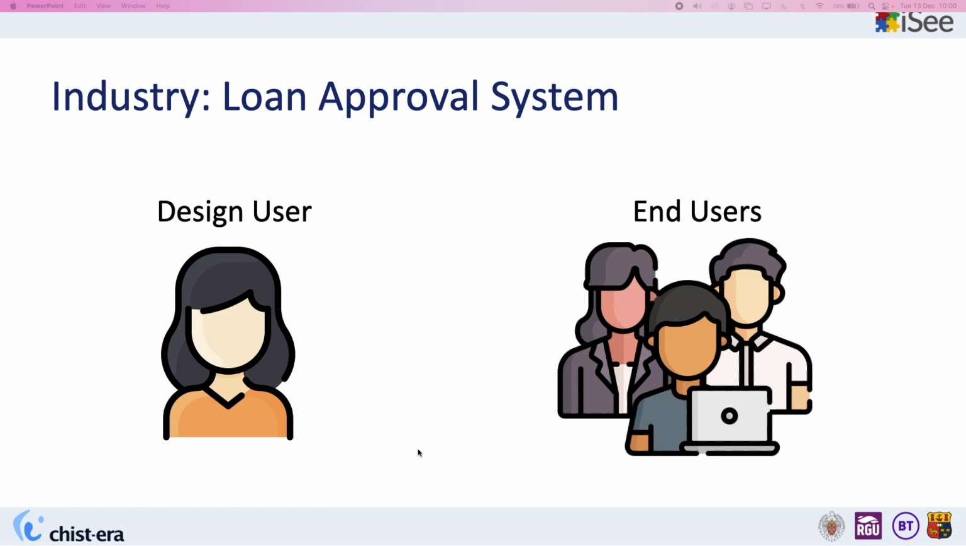There's a design user who's responsible for this AI system with good knowledge of the implementation details of the AI model. And there are end users who are affected by the decisions made by the AI system. For this use case, we consider them to be loan applicants, and also it can be trainee loan officers who are using it as a training tool.